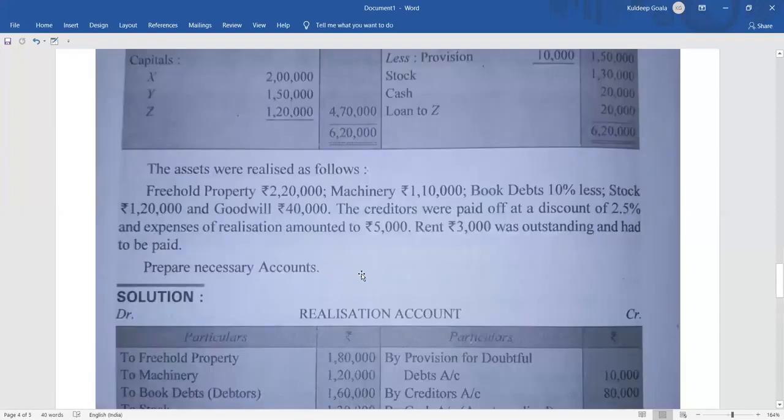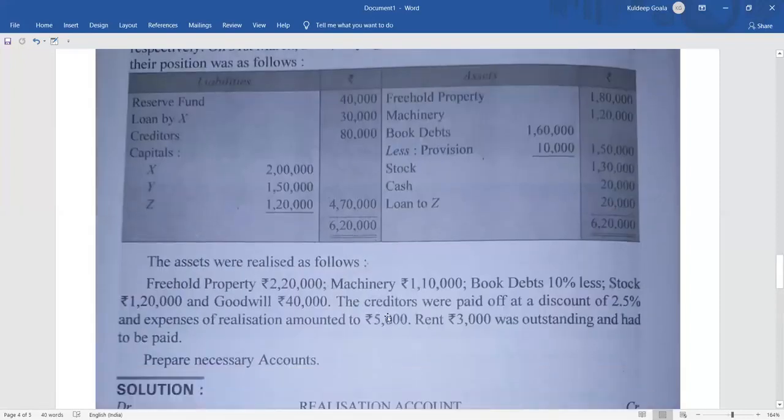Okay. Then coming to the next one, rent 3,000 was outstanding and has to be paid. Any liability, remember, in the previous first videos I told you, any liability if it is unpaid you have to pay it. So there is an unrecorded liability of 3,000 in the name of rent, which was outstanding.